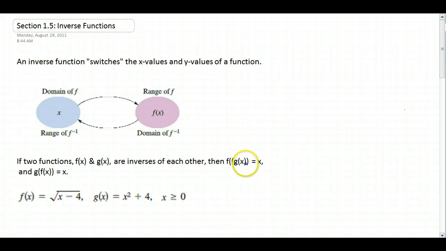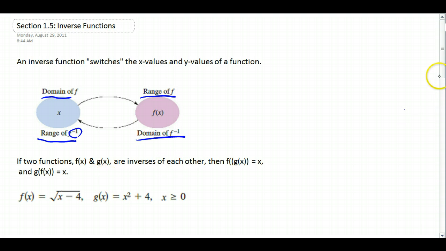Inverse functions. An inverse function switches the x and y values of a function. So that means that the domain of a function f in terms of x becomes the range of f inverse. That little -1 is not an exponent, that means f inverse. Okay? And the range of a regular function f becomes the domain of its inverse.